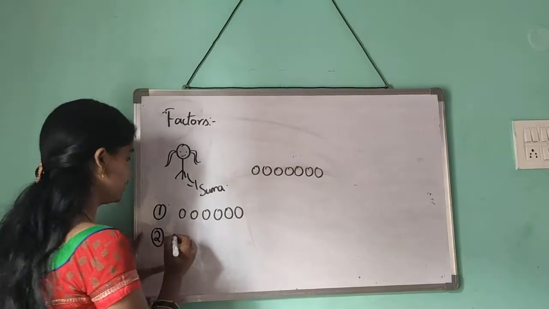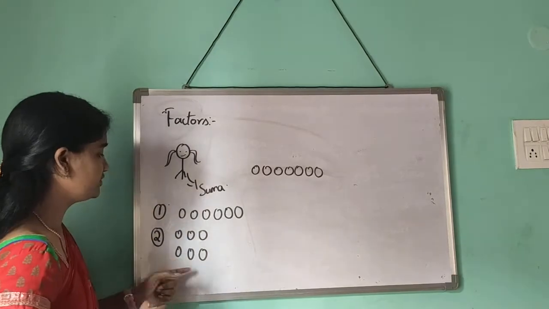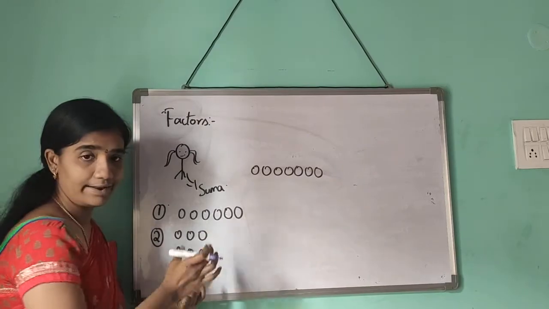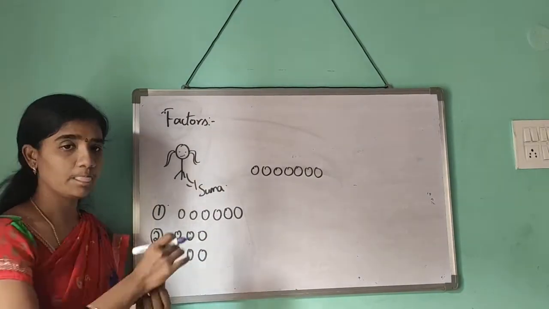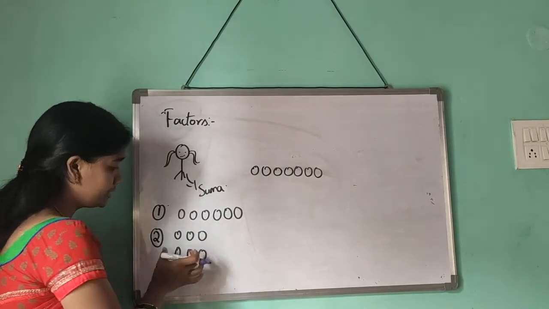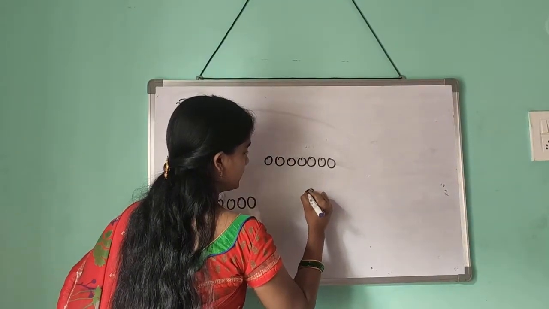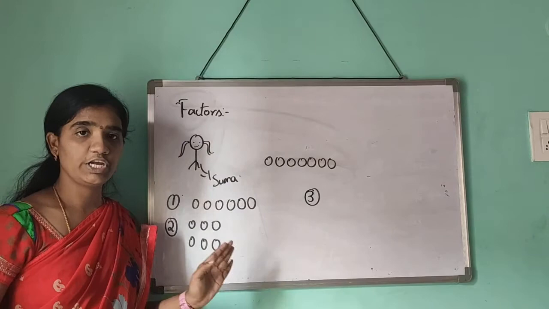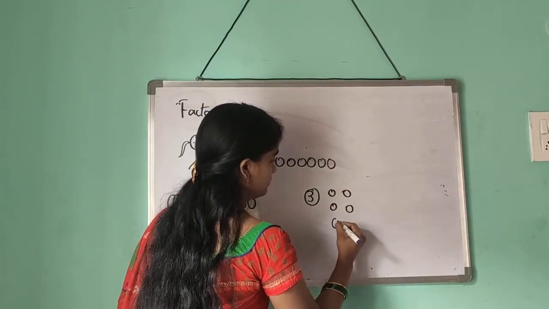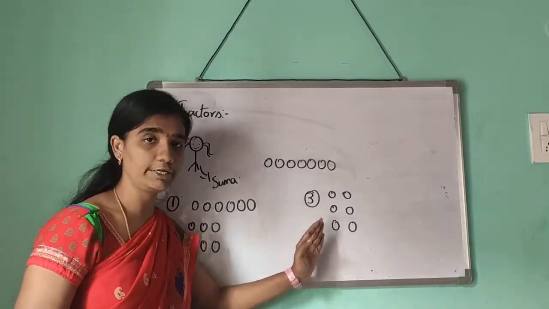She arranged these 6 coins into 3 columns, 2 coins for each column. Third arrangement: she arranged 6 coins in 2 columns and 3 coins per column.